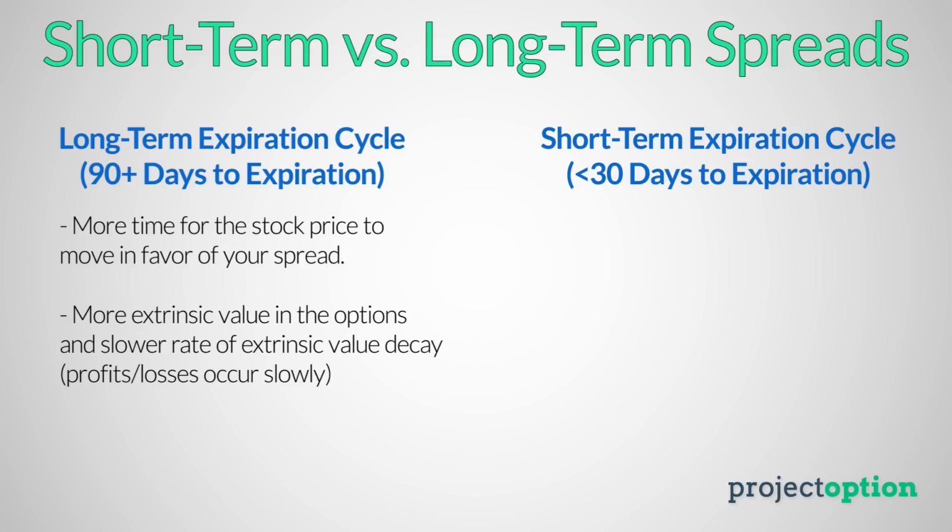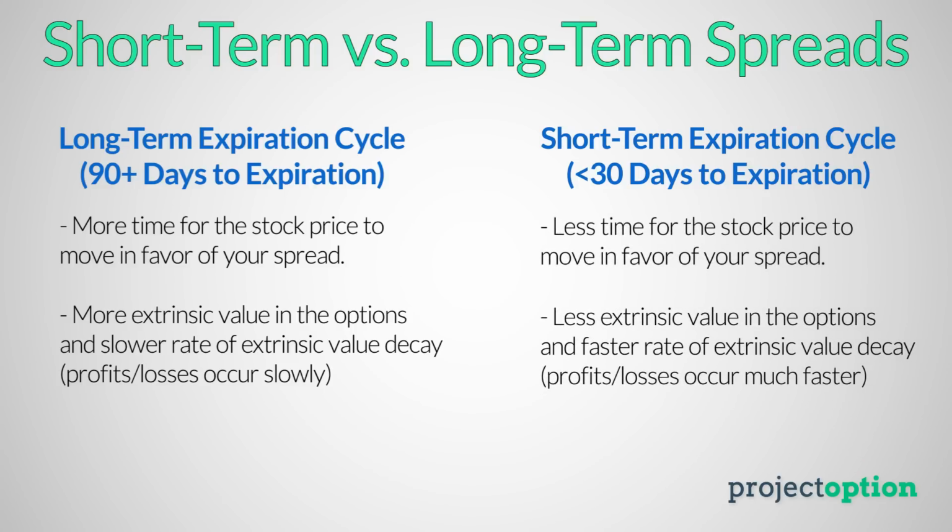If you trade a shorter term expiration cycle, such as one with fewer than 30 days until expiration, you'll have less time for your directional outlook to play out, but you will experience quicker profits on your vertical spread if your directional assumption is correct and the stock price moves in favor of your position. Let's look at an example so I can prove this to you. Using an option pricing calculator, I compared two scenarios, one with a 30-day call spread and one with a 90-day call spread, using the same exact strike prices, so I could simulate the profitability of each call spread based on the same exact stock price movement.